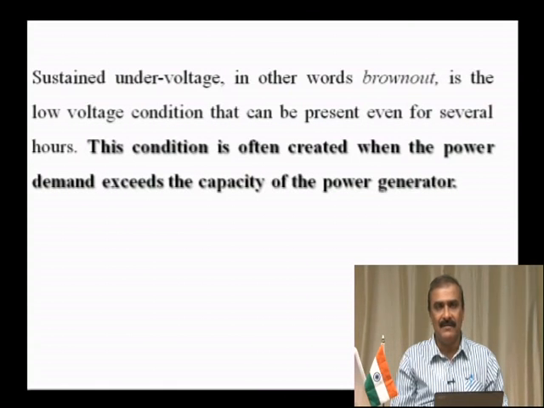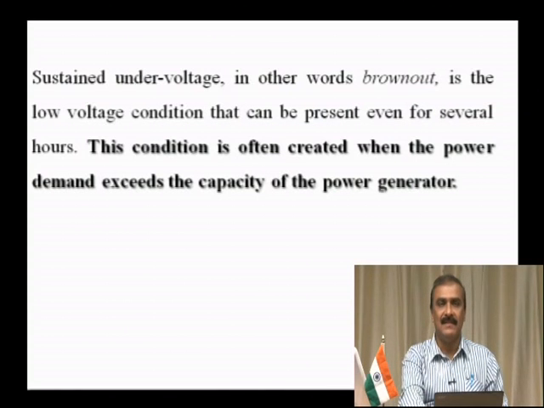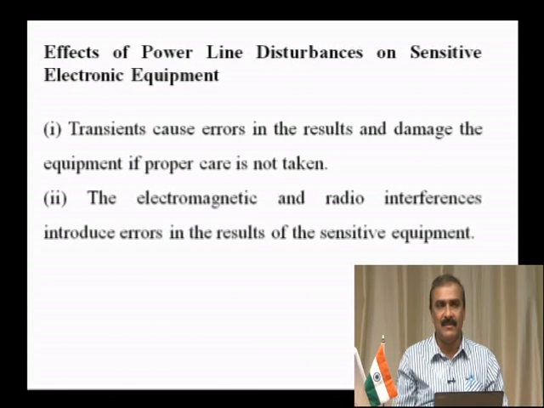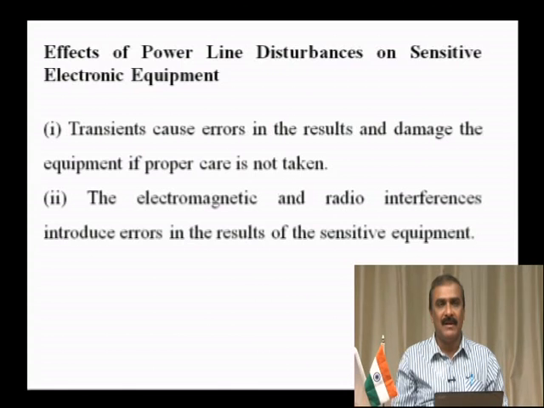So this causes severe disturbance in the power system and severe disturbance to the connected load, especially your computers. They are very sensitive equipment. Then coming to the effects of power line disturbances on sensitive equipment. This is another unit in your syllabus, power line disturbances on sensitive electronic equipment. So, what does it affect? Number 1 is your transients. All these disturbances definitely cause some sort of failure of the equipment, and you have to take care of non-occurrence of these disturbances, of course.